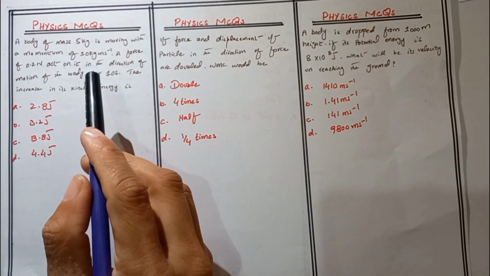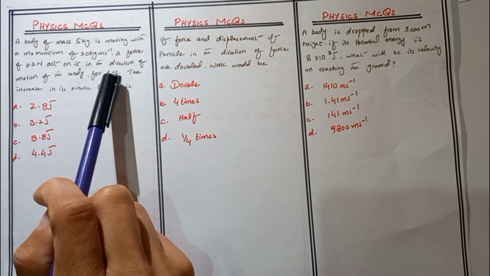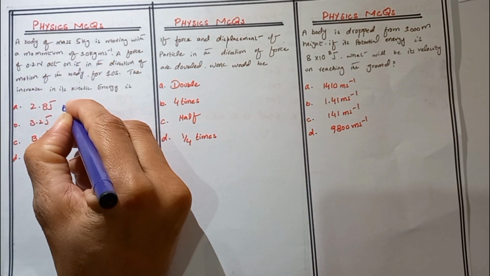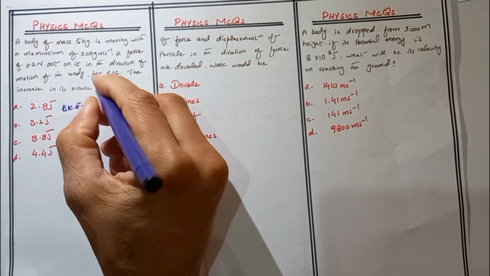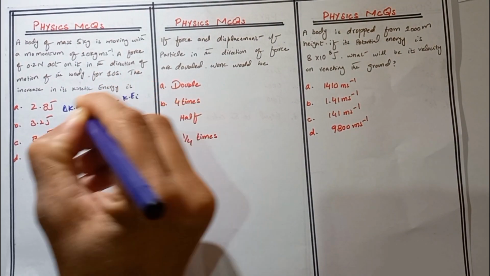In this phase MCQs, a body of mass 5 kg is moving with a momentum of 10 kg meter per second. A force of 0.2 Newton acts on it in the direction of motion of the body for 10 seconds. The increase in kinetic energy: we know that the change in kinetic energy is equal to final kinetic energy minus initial kinetic energy.